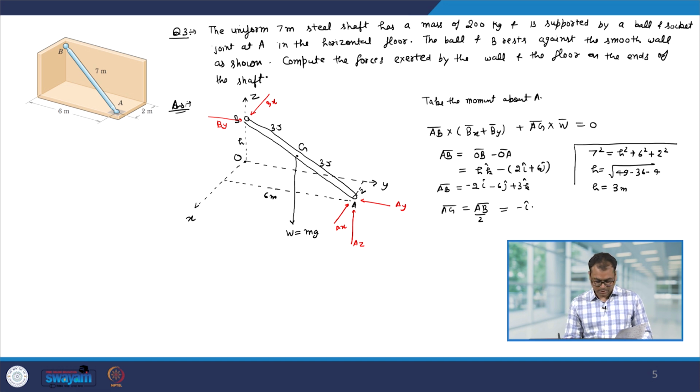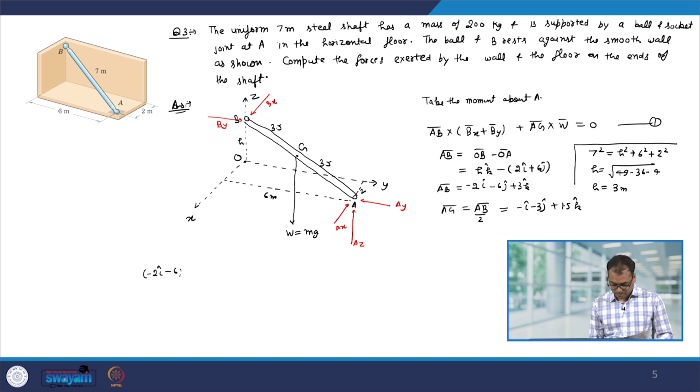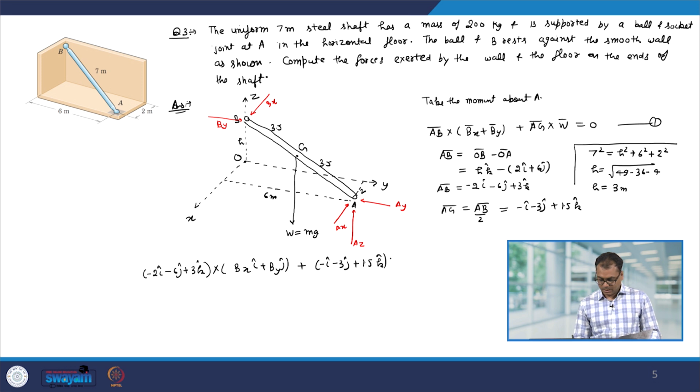Therefore, this will be minus I minus 3j plus 1.5k. Now, let us put it in equation number 1. We have AB, which is minus 2i minus 6j plus 3k, cross product with BXI plus BYJ plus BZK, plus minus I minus 3J plus 1.5K, and then the cross product with W equal to MG. So, this is 1962 K cap equal to 0, because this is nothing but 1962 Newton.